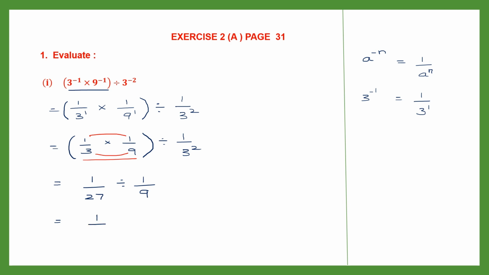Now we know how to do division of fractions. So this becomes 1 by 27. Division changes to multiplication. Then we write the reciprocal 9 by 1. Now we can cancel 9 and 27. 9 ones are 9. 9 threes are 27. Now multiply the numerators and the denominators. 1 ones are 1 and 3 ones are 3. So what is our answer? 1 by 3.